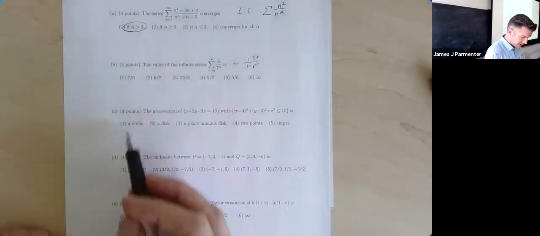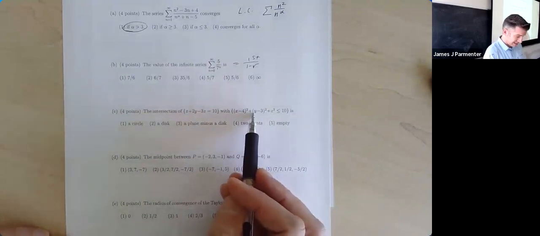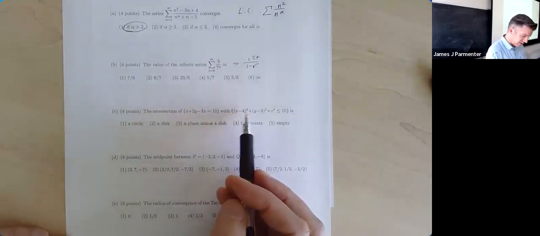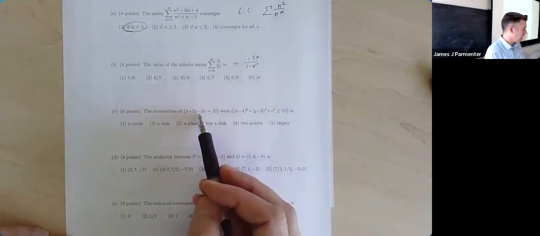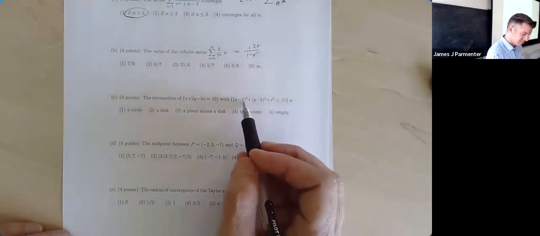I think this is an interesting question. The intersection of these two things might be something, it might be nothing. How do we tell? I don't know. How do we tell? Good question. How do we tell here?